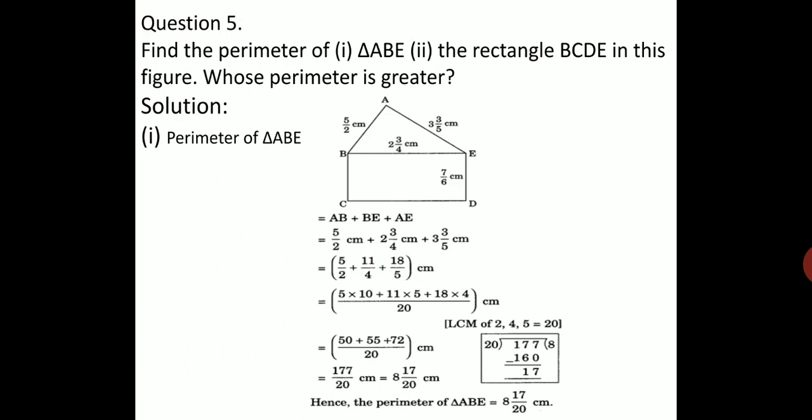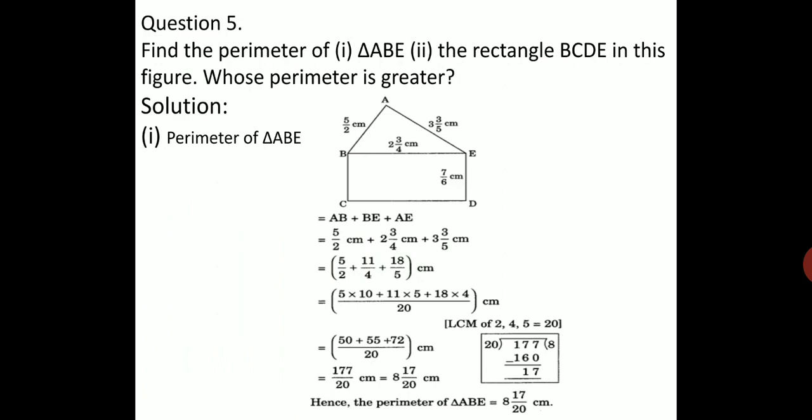Now converting all these fractions, if it is a mixed fraction, convert to an improper fraction. So here you can see 2 3 by 4 is a mixed fraction, and 3 by 5 is also converted. I am converting into improper. So you can see in bracket 5 by 2 plus 11 by 4 plus 18 by 5. So now what is the LCM of 2, 4 and 5? LCM of 2, 4 and 5 will be 20.